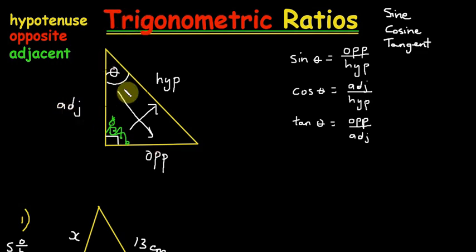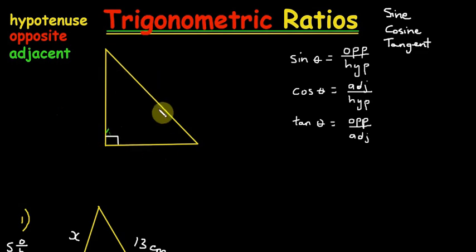However, if I change this and I consider the angle at the bottom here, then my advice to you is to identify the hypotenuse first. And we know the hypotenuse is the side opposite the right angle. So this side is my hypotenuse, and the side opposite to the given angle is my opposite side. And then the third side, we know it's the adjacent side.